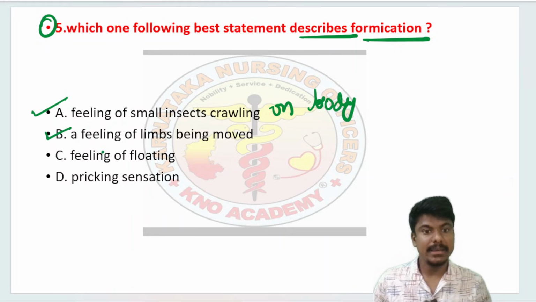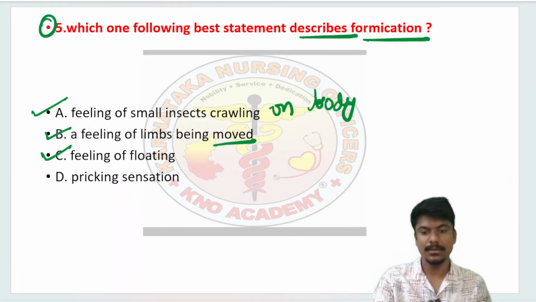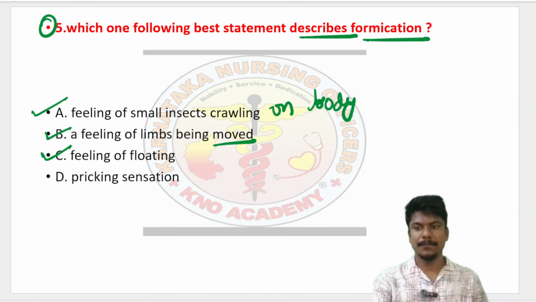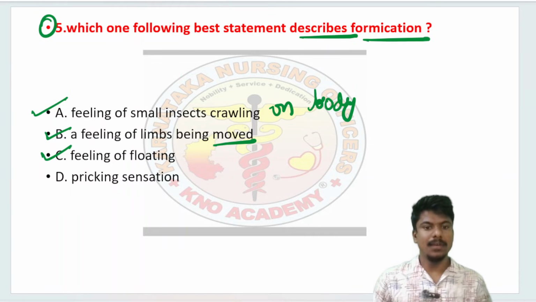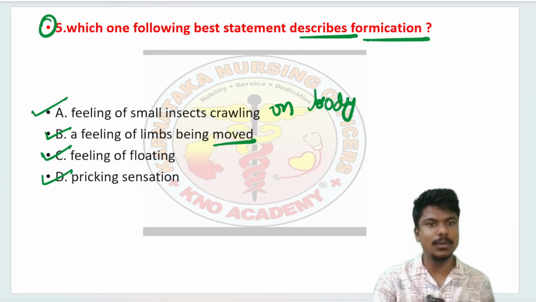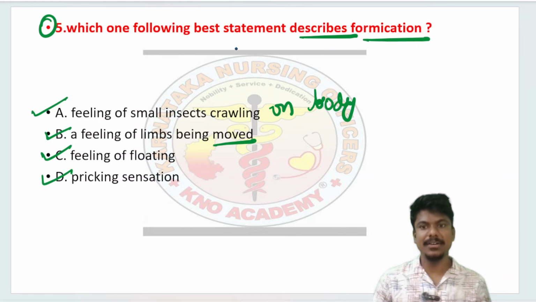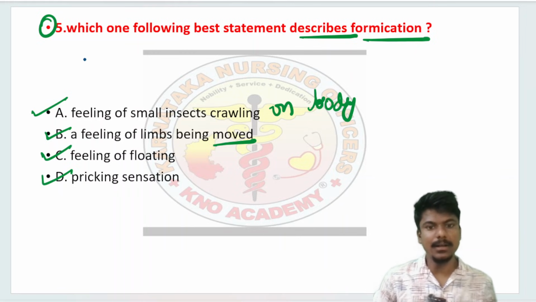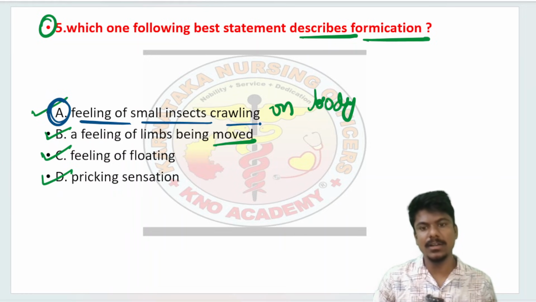Option B is the feeling of limbs being moved. Option C is the feeling of floating. Option D is a pricking sensation. Just a very easy question from psychiatry. Option A is the right answer: formication is the feeling of small insects crawling on the body.